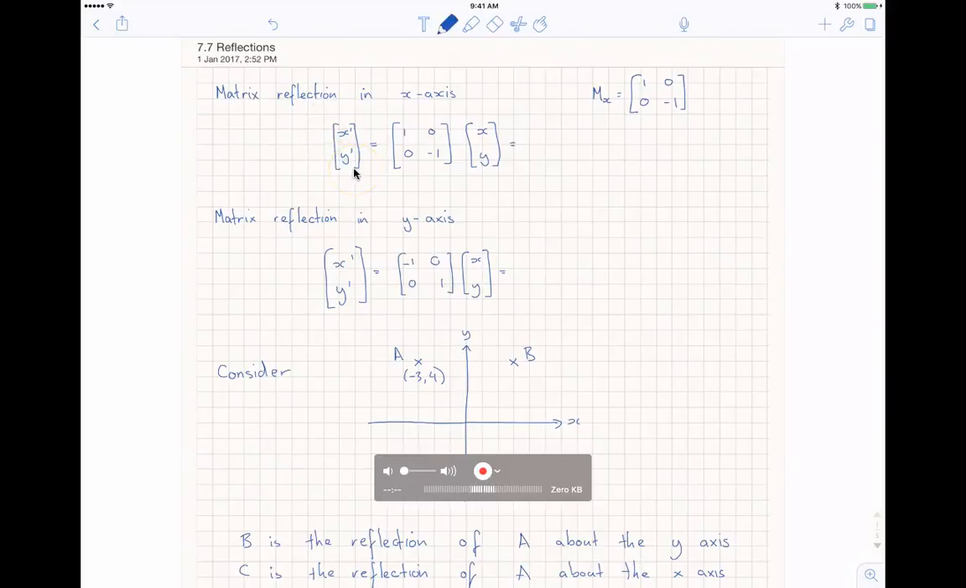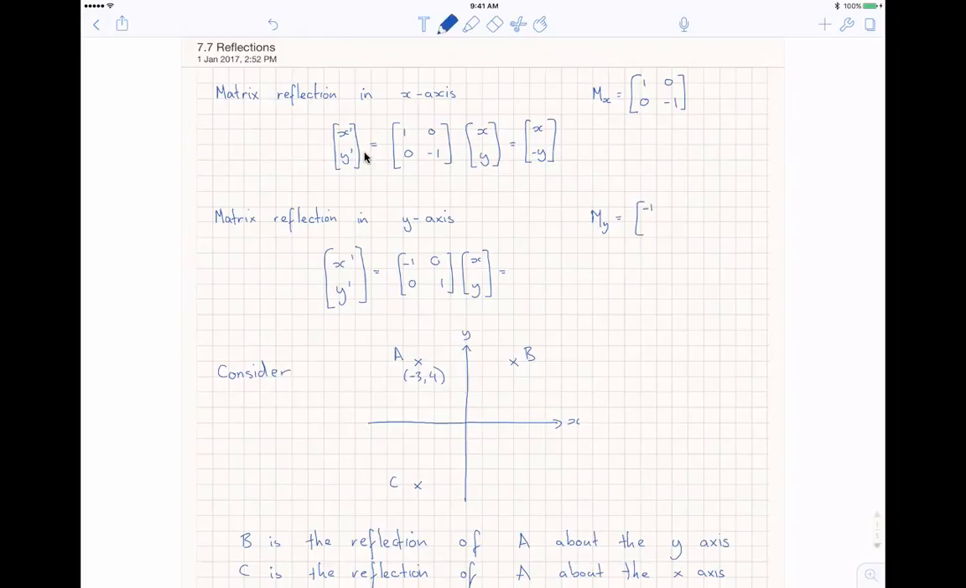So multiplying these two, top row times the column, 1 times x is x and 0 times y is 0. So I've just got x on the top line. Second row by the column, 0 times x is 0, minus 1 times y is minus y. So if I have some original point (x, y), I just put it in here and I'll find what its image is. Similarly, reflection in the y-axis, we call it My, and that's just [-1, 0; 0, 1]. Multiplying those two matrices, we get minus x and y.